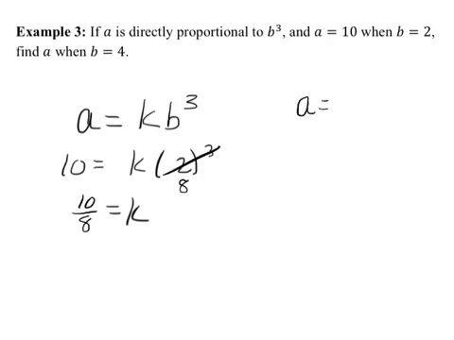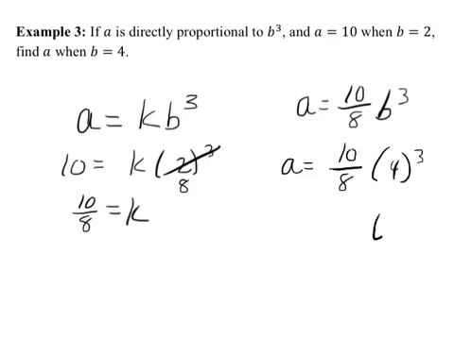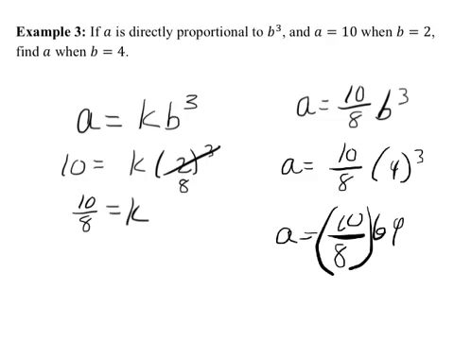So now we have this relationship. Okay, so again, remember, take your k value and plug it back into the original up here, so you get the actual relationship. And now we want to know, find A when B is 4. So just plug in a 4 for B. Find A, so leave it blank, when B is 4. Well, 4 cubed is going to give us 64. And this is 10/8 times 64. Well, just reduce, please. 64 over 8 is just 8. So A turns out to be this 10 right here times this 8. Okay?